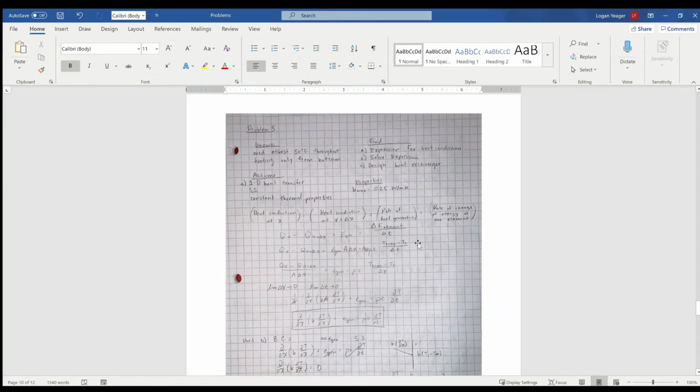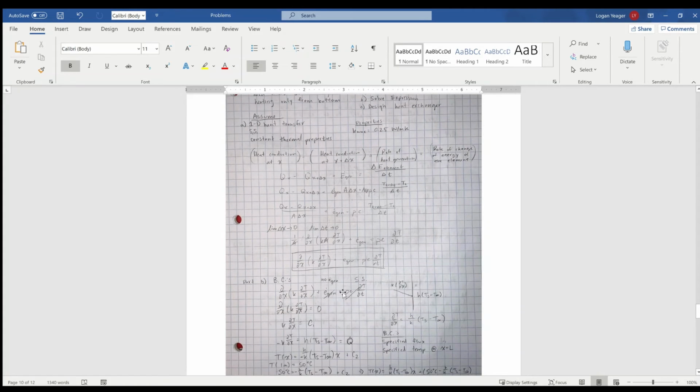In order to get our expression, we start with an energy balance, which is the conduction into an element minus the conduction out of the element, plus the generation, which is going to equal the total change in energy, and we get this expression right here. As we take the limit of delta x and delta t going to 0, we get this expression, which is the expression we usually see for 1D heat conduction. And then we get this final expression right here.